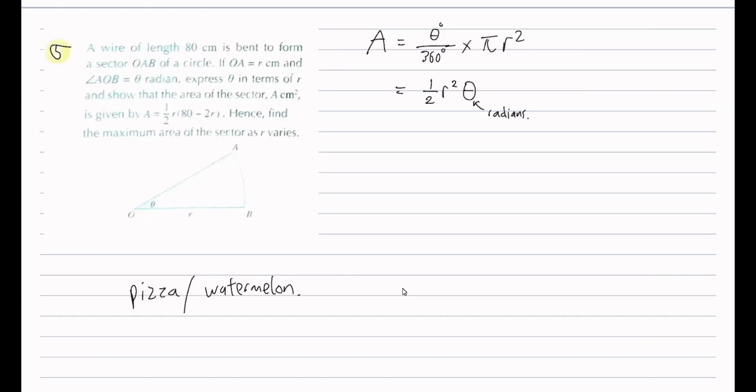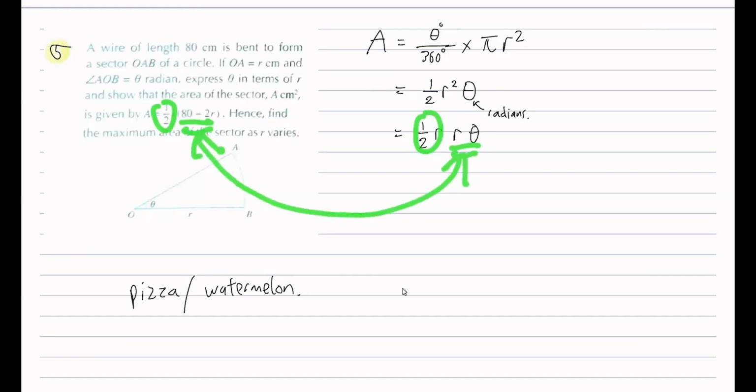So you look carefully at what they are asking for: half r times 80 minus 2r, and half r square theta. You can see that they're very similar, right? Maybe if I write it as half r times r theta, then it becomes more obvious. Half r is the same, 80 minus 2r and r theta are different, so they must be the same. 80 minus 2r must be the same as r theta.